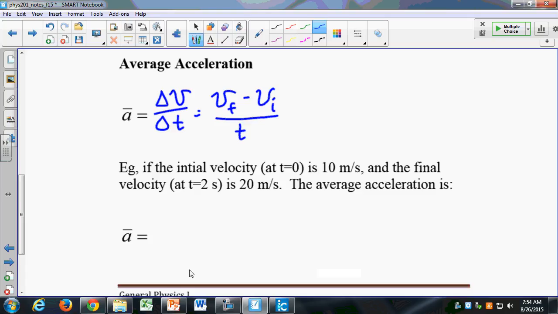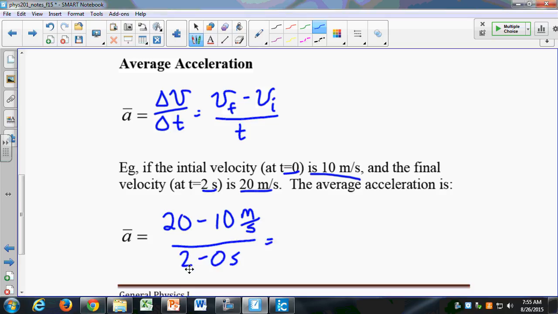So simply, like if I had an initial velocity of 10 meters per second, final velocity is 20 meters per second, I would just say 20 minus 10 divided by my time interval, which is 2 minus 0. So that's 10 over 2, or 5 meters per second squared.